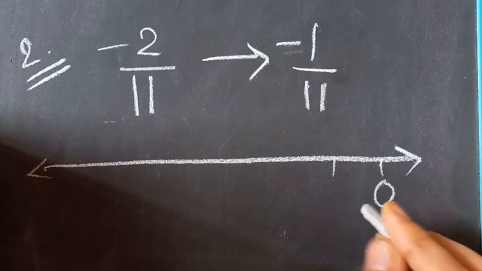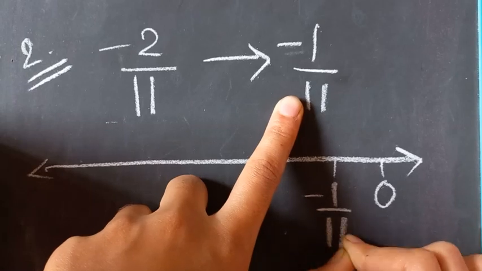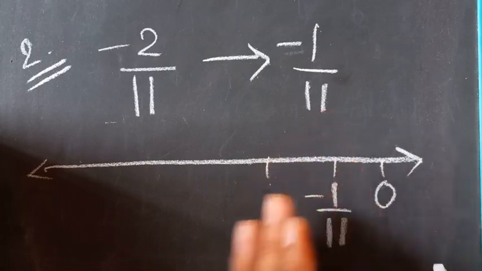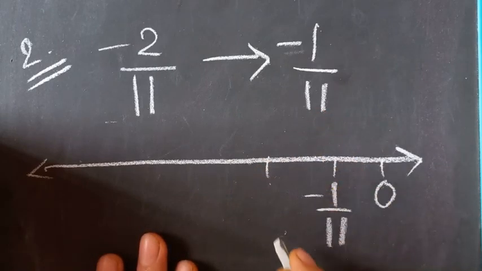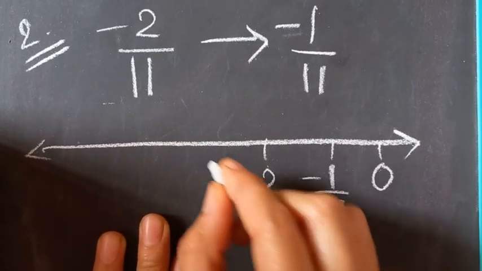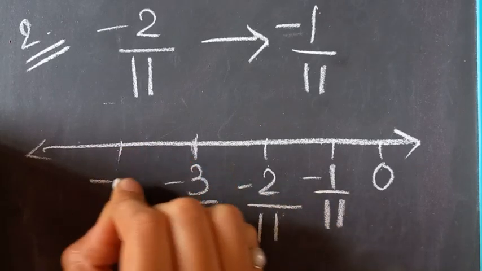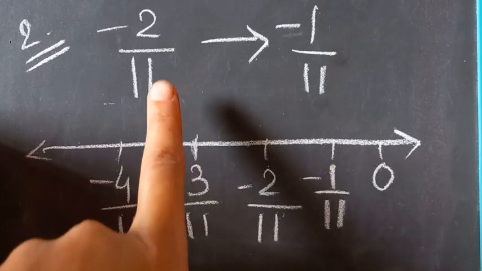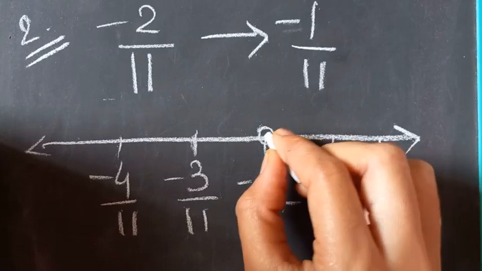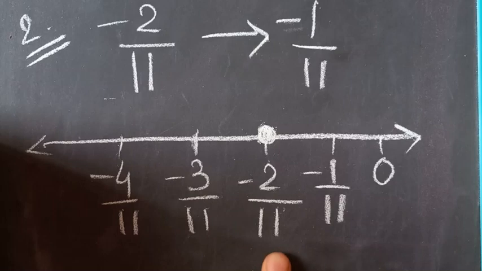Now after 0, the first number is minus 1 by 11. Again, if we want to represent a negative number, we add minus in the numerator, so minus 2, with the same denominator, minus 2 by 11. Then minus 3 by 11, after that minus 4 by 11. So we make a circle and darken it. This is the representation of minus 2 by 11.